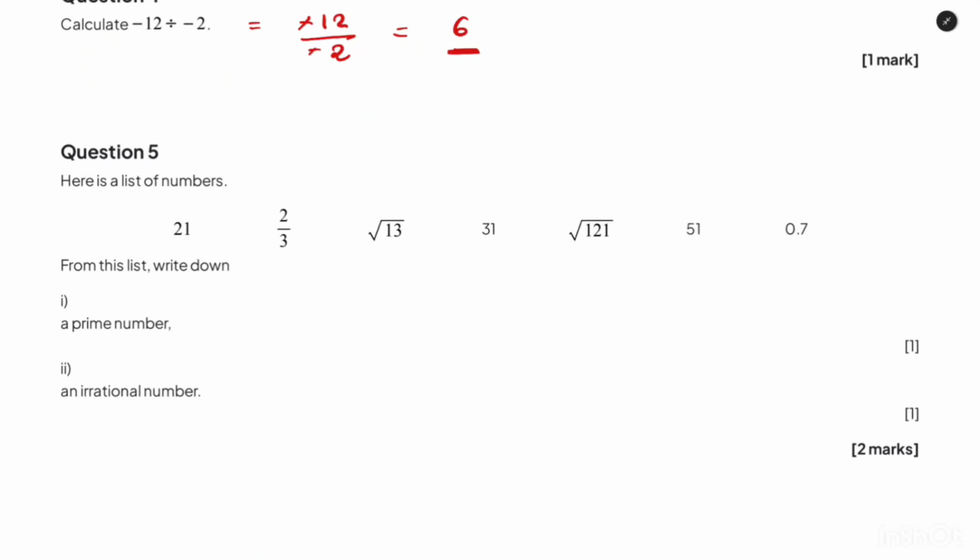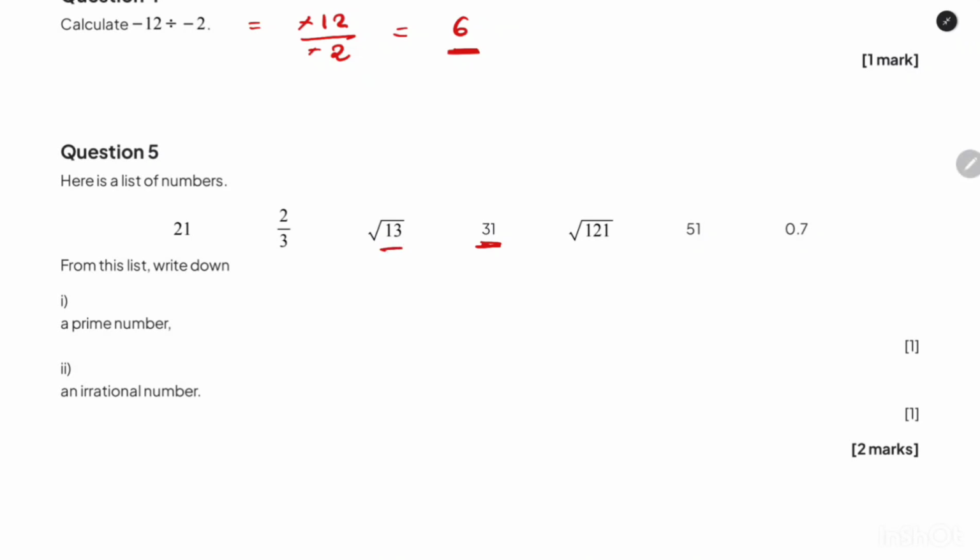Fifth question. The list of numbers is given and we are supposed to find a prime number out of them. So clearly 31 is a prime out of all of them, because you see 21 is not a prime because 7 times 3 is 21, so it has more than 2 factors. 2 by 3 is not even a natural number. Prime numbers you can find only from the natural numbers. 2 by 3 is a rational but not a natural number, so you cannot call it a prime number.